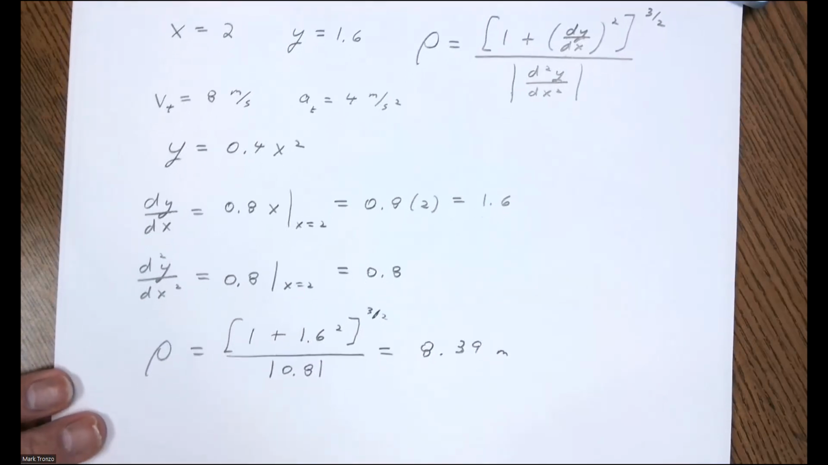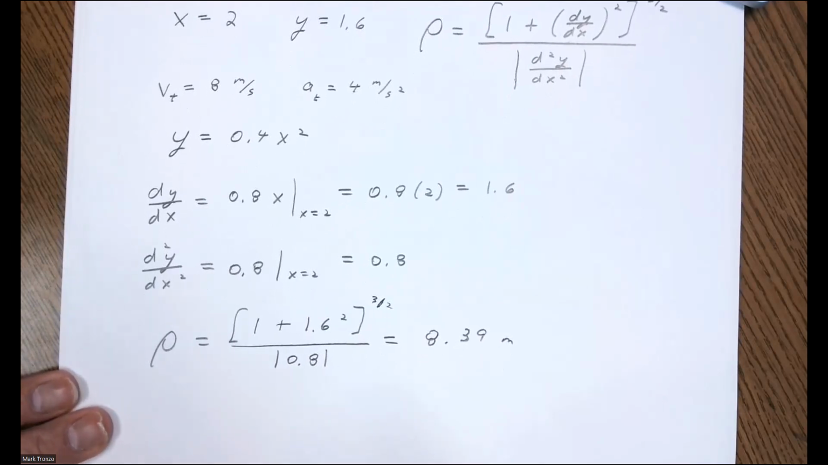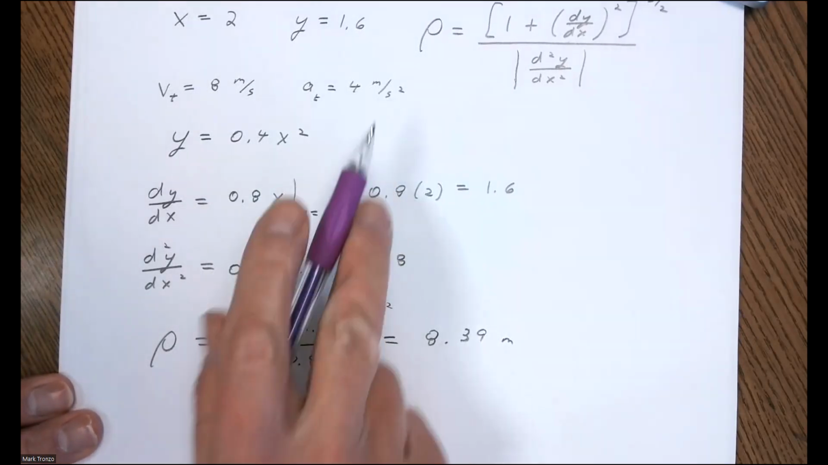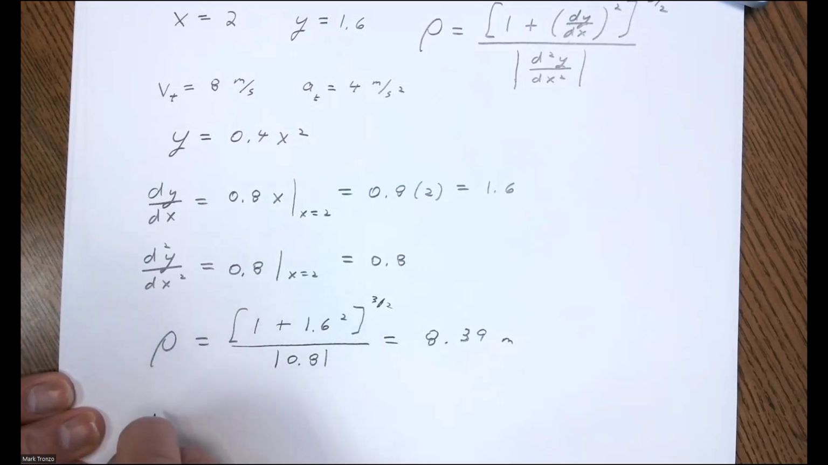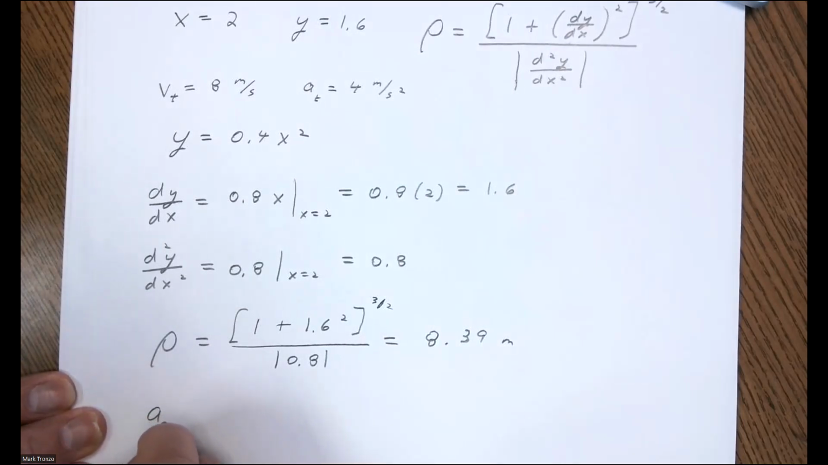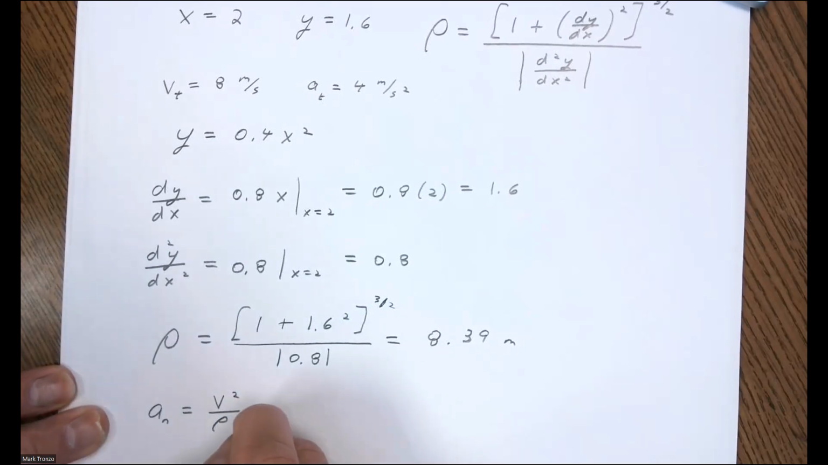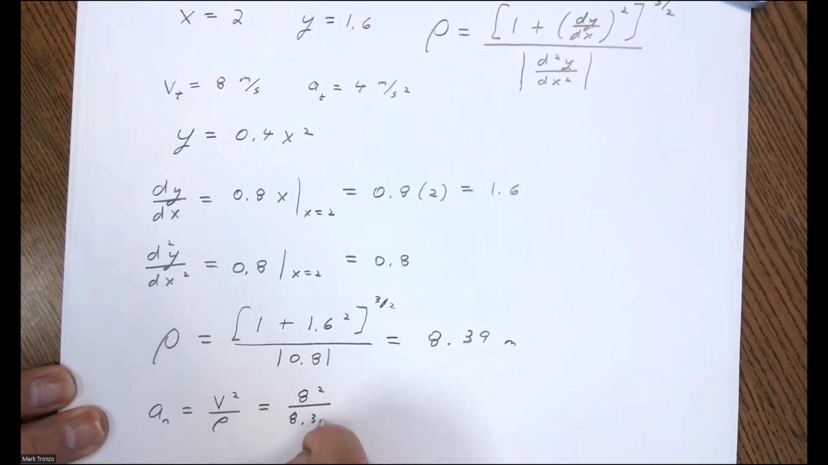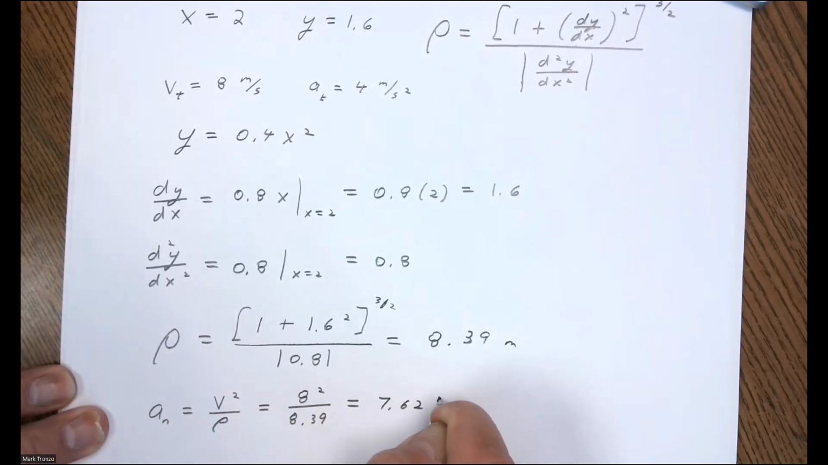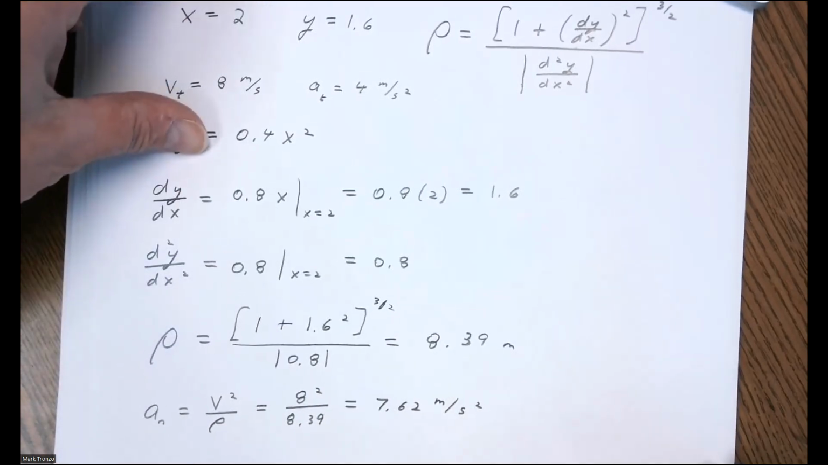And then we'll find the acceleration. Again, the tangential acceleration is given, and we're going to have to find the normal acceleration. Remember, that's always the tangential velocity squared divided by the radius of curvature. Tangential velocity was given as 8, so 8 squared divided by 8.39, and that is 7.62 meters per second squared. That is the normal acceleration.